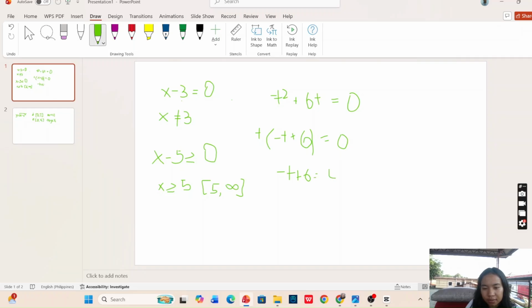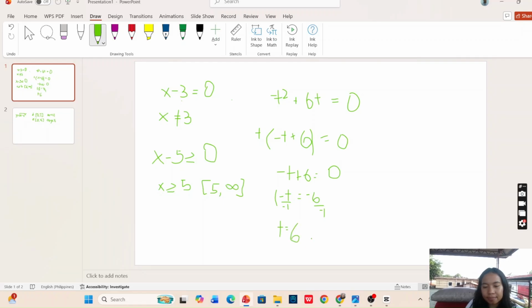equals 0. Then let's transpose 6 to the other side. That would be negative 6. And then let us divide both sides by negative 1. Since t has a coefficient of negative 1, negative 1t divided by negative 1 is positive t, and negative 6 divided by negative 1 is 6.